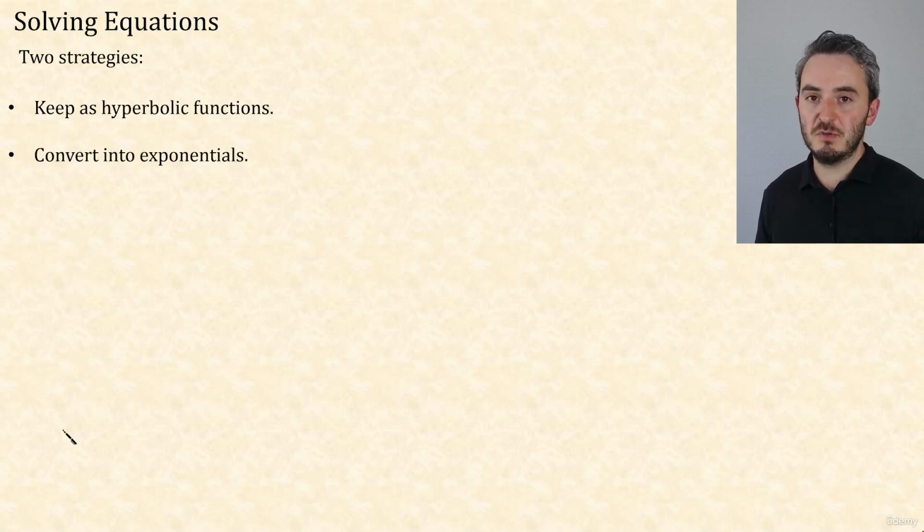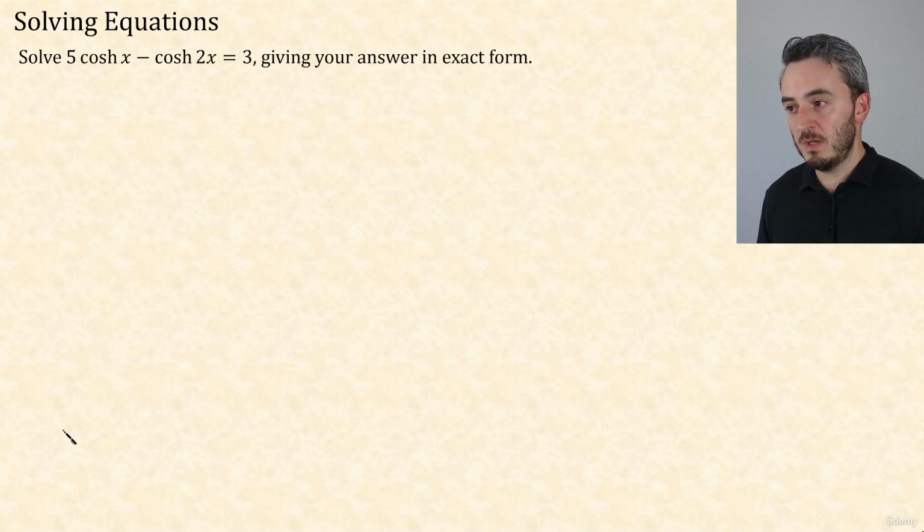As a last resort, or if it's impossible to do so, just converting all into e to the x's is often a reasonable way of doing it. It just can be a bit more long-winded. Let me show you a question. I'll show you both ways of doing it so we can compare and contrast. So here's an example. 5 cosh x minus cosh 2x equals 3. Let's do this first by converting everything into exponentials.